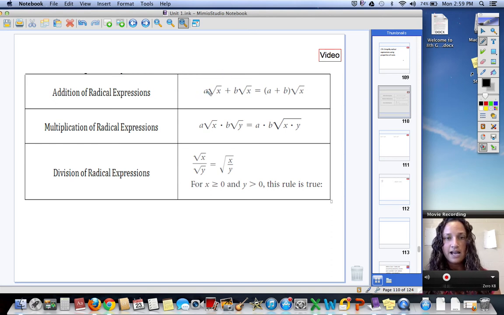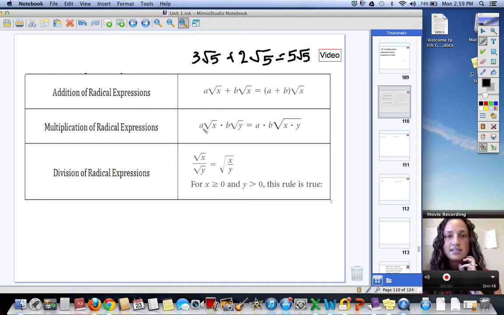So if you look here, a times the square root of x plus b times the square root of x. These are both x's, which means they have to be the same number. So we can just add the a and b, our front term, and we still have our square root of x. So for example, we can have 3 square root of 5 plus 2 square root of 5. In this case, my x is 5, so they're both the same. So then I can add my 3 and my 2. 3 plus 2 is 5, and I still have my root 5.